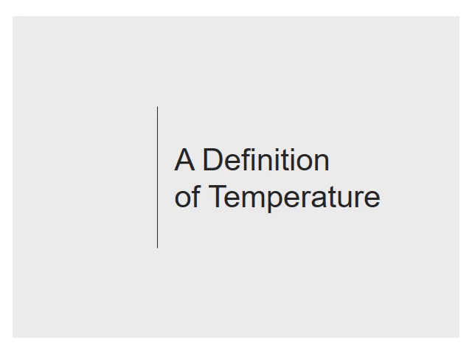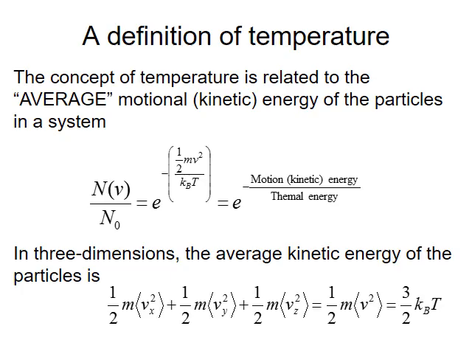Okay. We've already talked a little bit about temperature, but here is a formal definition of temperature. The concept of temperature is related to the average motion or kinetic energy of the particles. The number of particles traveling at some velocity v compared to the number of particles that have a velocity of 0 ends up being equal to e to the negative this exponent, which is the kinetic energy divided by the thermal energy. And so the thermal energy is where our temperature is coming from.